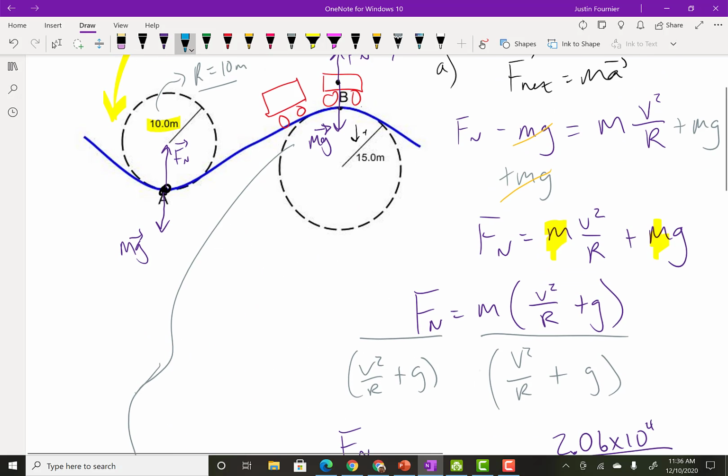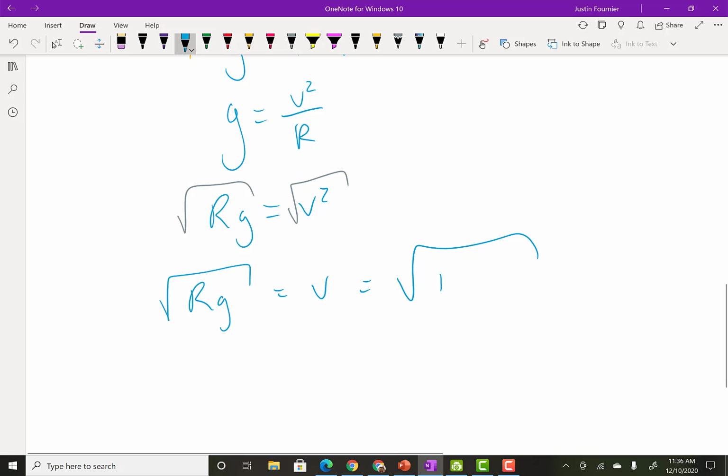The radius is 20 this time? No, 15. So the radius is 15 times g, which is 10. So it's the square root of 150, which is 12.2.